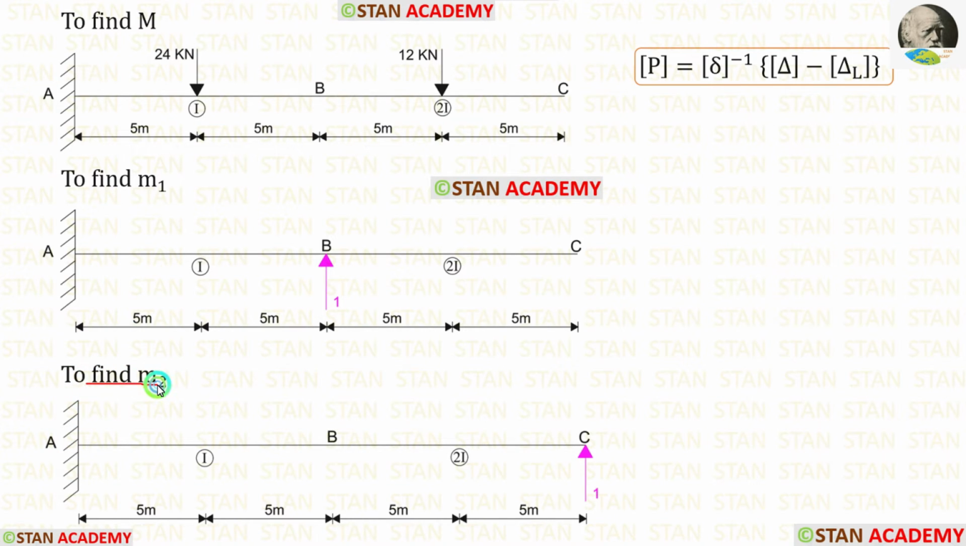To find the moment M2, we have to apply unit load in the second coordinate. Our second coordinate is in the point C, so I have applied unit load. Then we have to find the moment. We have to be very careful. When we find M1 and M2, we should not consider the loads. We have to remove them.